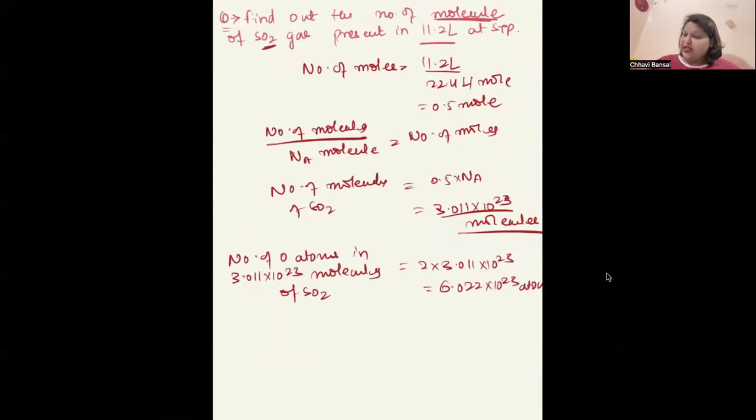Okay. Let's take the other version of it. Now, in this one, we were given the volume and we had to find out the atoms. Here we are given the atoms and we have to find out the volume.